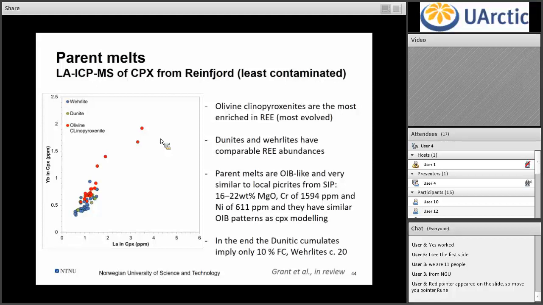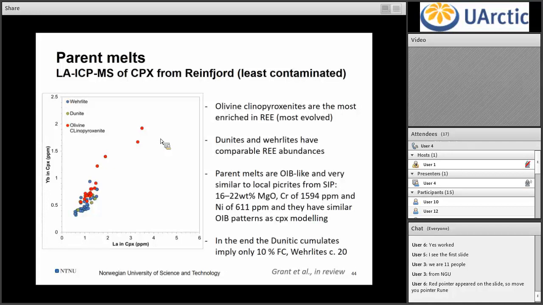shown in red, they are most enriched in the rare earth elements, here shown as ytterbium and lanthanum as examples. In other words, they are most evolved. Then we have the dunites and the wehrlites that have comparable rare earth element abundances, and they are mostly plotting to the lower left with low values of these rare earth elements. We can see that the parent melts have an ocean island basalt-like distribution, as in spidergrams.